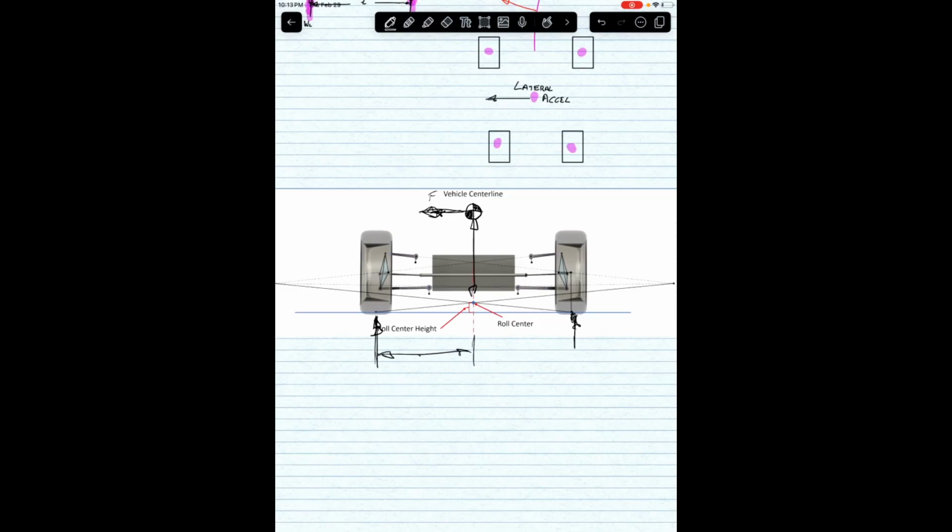So if the force on the right tire is 0, I'm saying if this force right here is 0, then this must be equal to this. This distance right here times this force must be equal to this force times this distance.